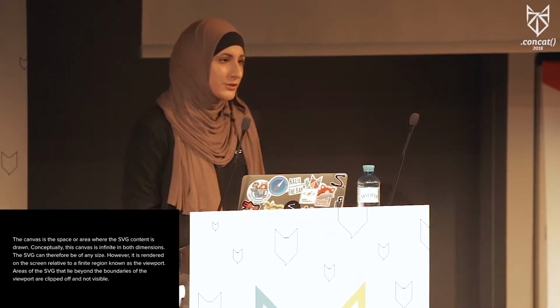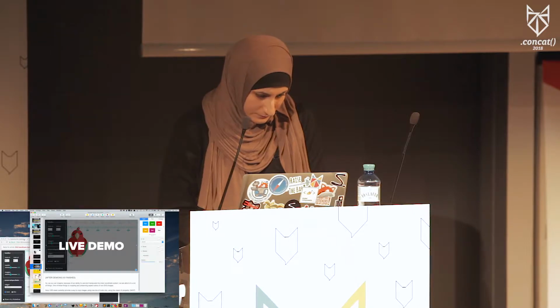So the view box defines the coordinate system that the browser is going to use to draw inside of the SVG. As with every other coordinate system, you're going to need an origin for that system, the point that has an x and y, and then that coordinate system also has to be finite, so it has a width and a height. I'm going to do a live demo quickly.